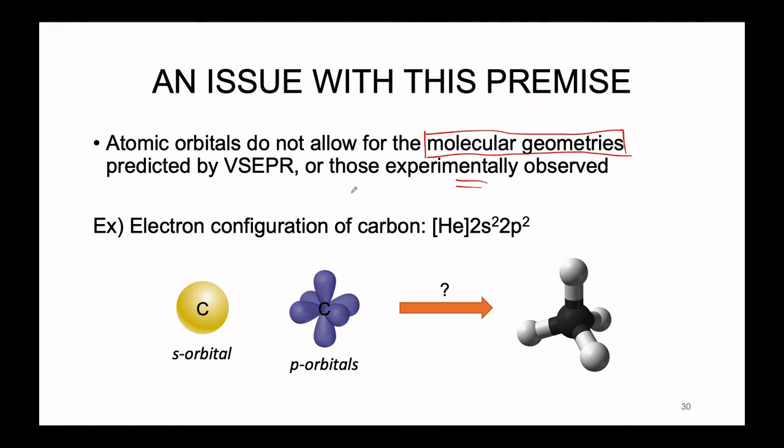So a really good example of how it is that these atomic orbitals do not allow for the molecular geometries that we've been talking about, we can see by observing carbon down below, where its electron configuration can be visualized using its atomic orbitals. So carbon has two electrons inside of its s orbital, as well as two electrons somewhere in its p orbitals.